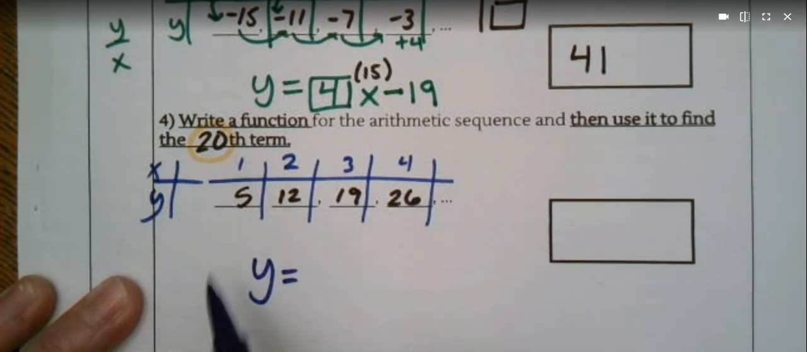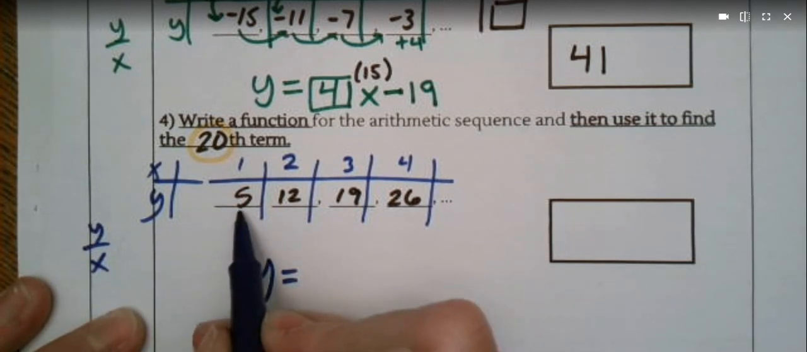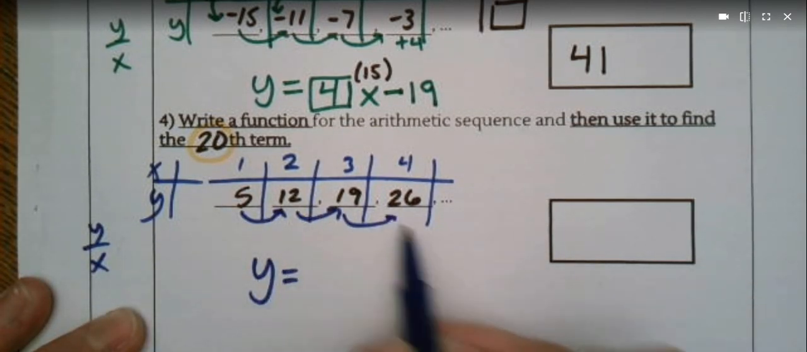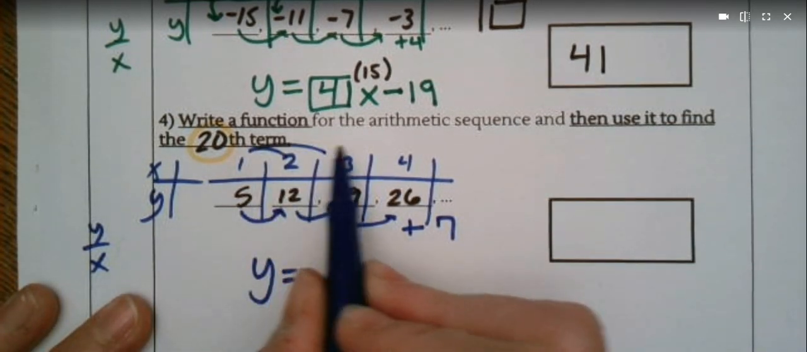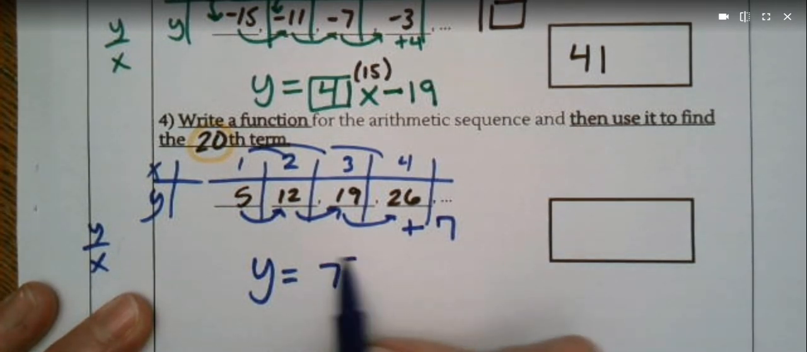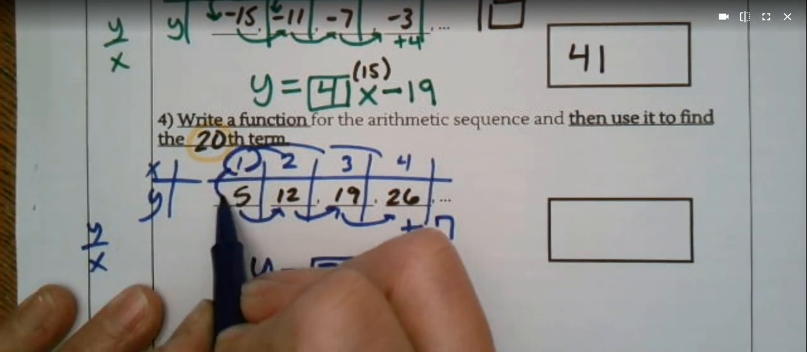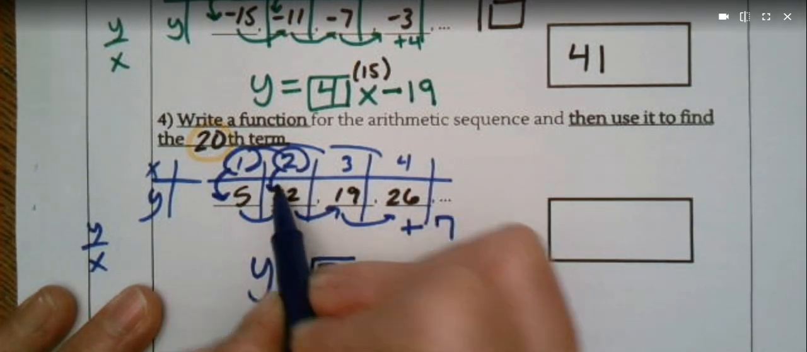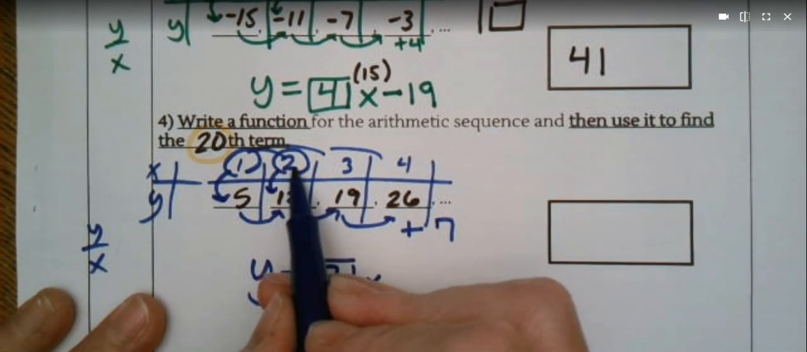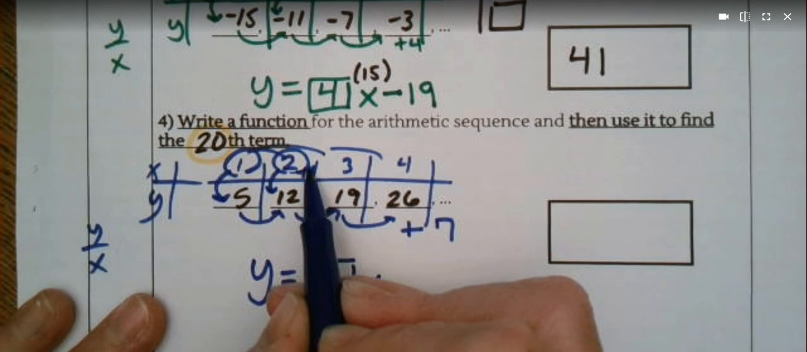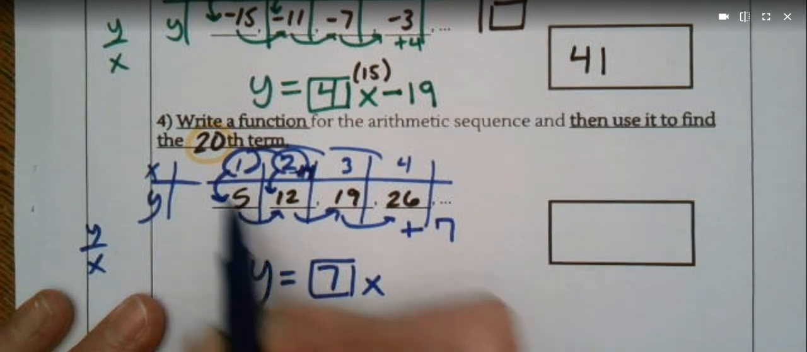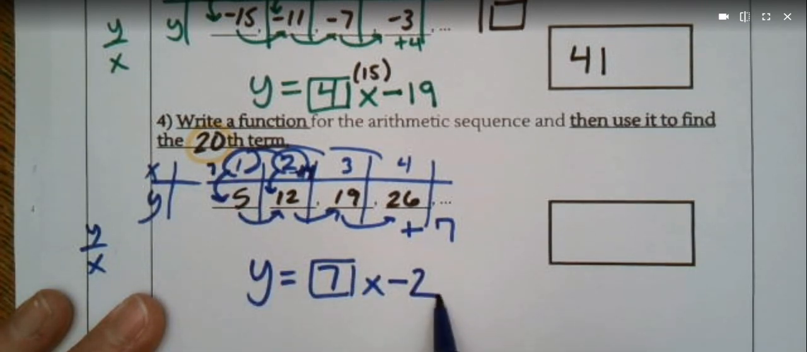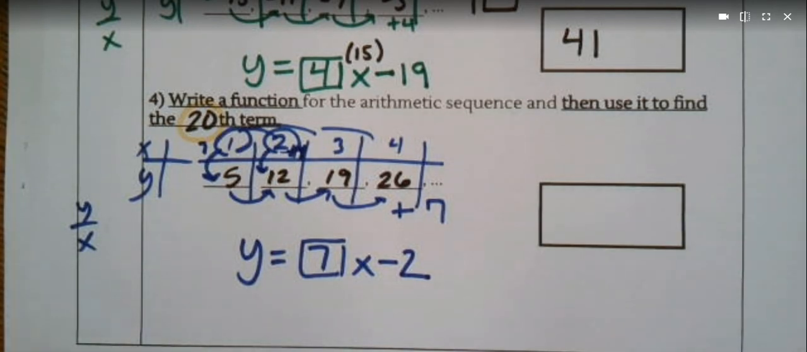Okay, function rule, everybody. What's our y over x pattern? 5 to 12. What's happening? Looks like we're adding 7 every time. Okay, that's our pattern. 7, this is going up by 1 every time. So 7 is our multiplier. So do I just multiply by 7 to get across the table? Nope. After I multiply this by 7, if I took 2 and multiplied it by 7, I would get 14. What do I still need to do to get across the table? Minus 2. Same thing here. If I multiply this by 7, I would get 7, and I still need to subtract 2. There's my function rule.